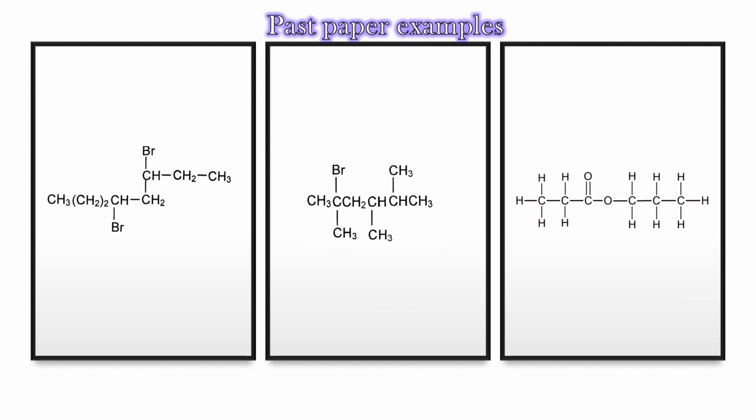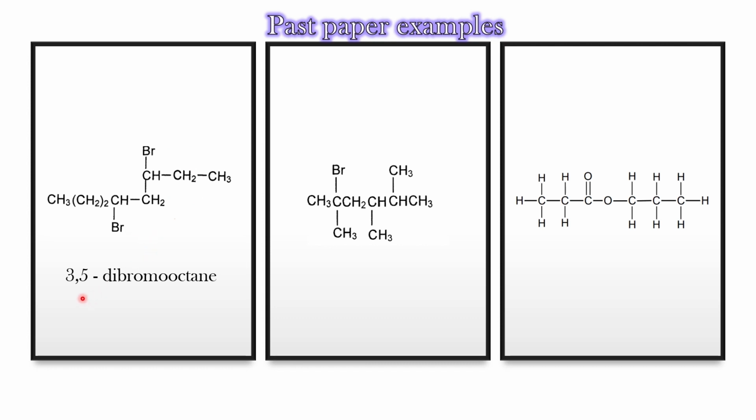Past paper examples. I want you to pause the video again and try them yourself. The first one we're going to count 1, 2, 3, because there's a 2 in small, 4, 5, 6, 7, 8. So you know this is oct. They are all single bonds, so it'll be an octane. However, there's 2 Brs sticking out, which tells you it's a haloalkane.